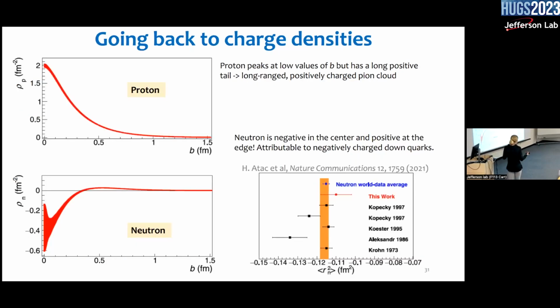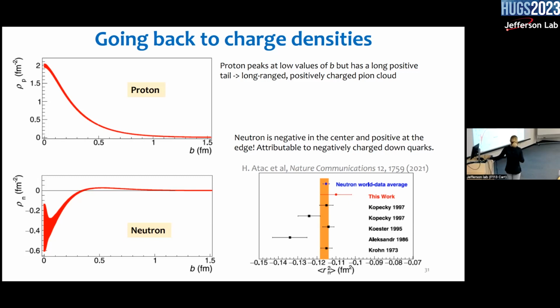So again, we were talking about the form factors, but now we can go back to the charge densities, right? The vertical axis is the charge density, and the x-axis is your distance from the center point. What's really interesting, and kind of intuitive, is that the proton peaks at low values and then has this long positive tail, which they can explain with this charged pion cloud that draws out some charge.